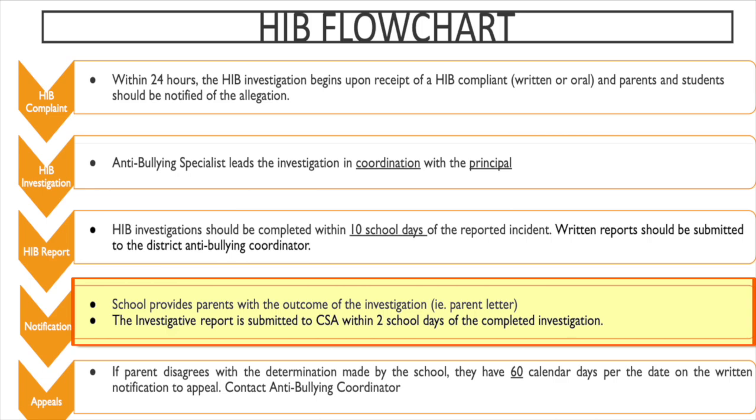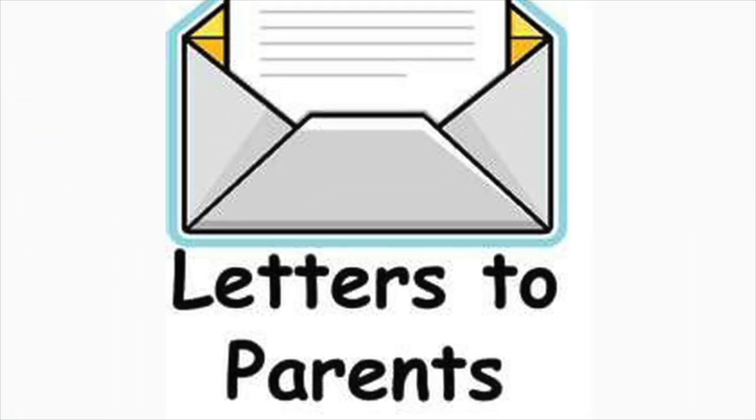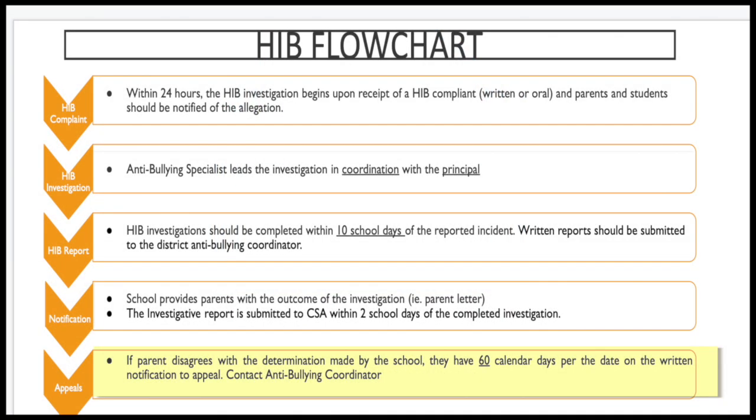The schools provide parents with the outcome of the investigation, and the investigative report is submitted to the Chief School Administrator within 2 school days of completion. Schools provide parents with the outcome of the investigation through a parent letter. If a parent disagrees with the determination made by the school, they have 60 calendar days from the date of the written notification to appeal. They must contact the Anti-Bullying District Coordinator.